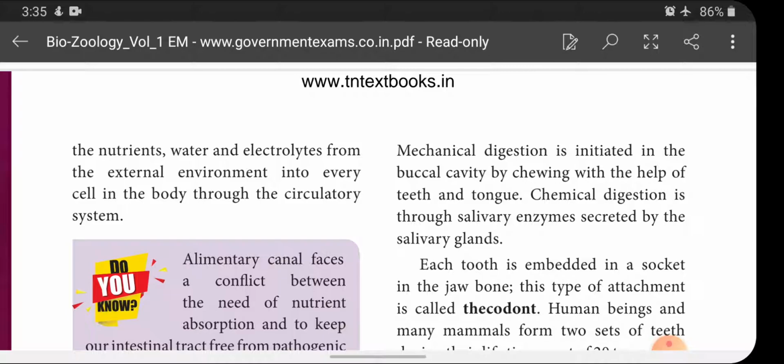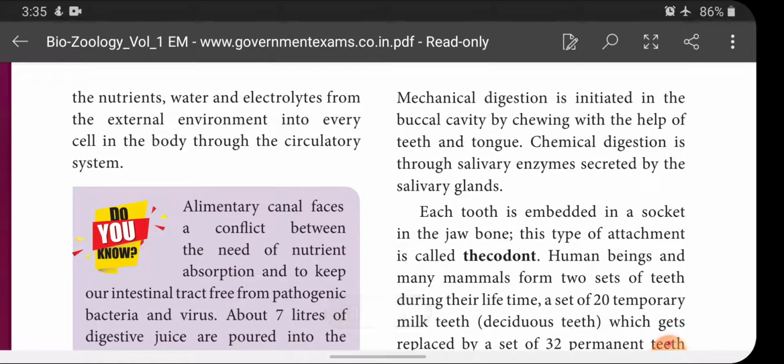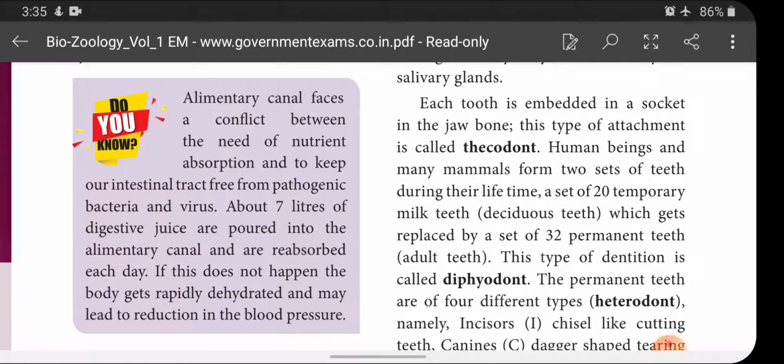Each tooth is embedded in a socket in the jawbone. This type of attachment is called thecodont. Human beings and many mammals form 2 sets of teeth during their lifetime: a set of 20 temporary milk teeth which gets replaced by a set of 32 permanent teeth. So there are 2 types of teeth in the life cycle of a human being. One is temporary teeth, another one is permanent teeth. The temporary teeth are 20 in number, which are replaced by permanent teeth, that is 32 in number.